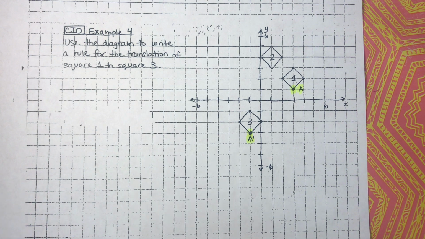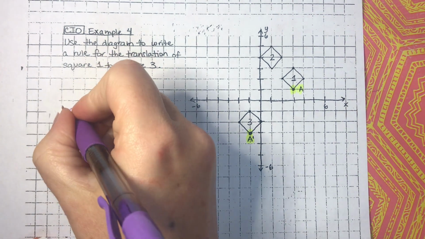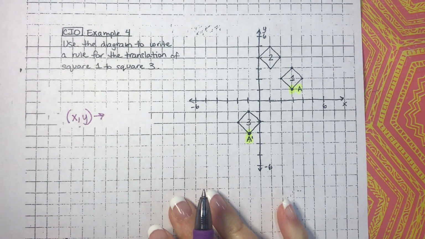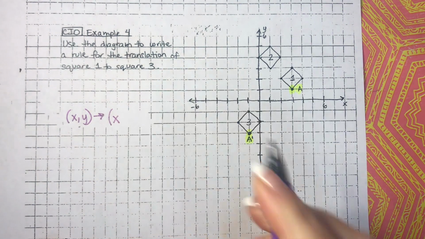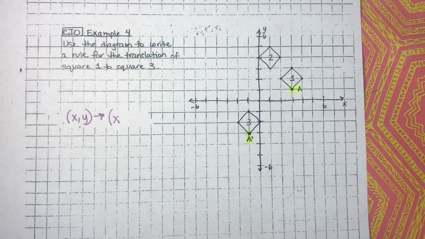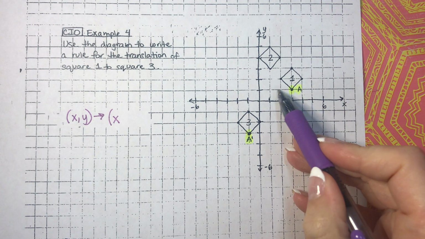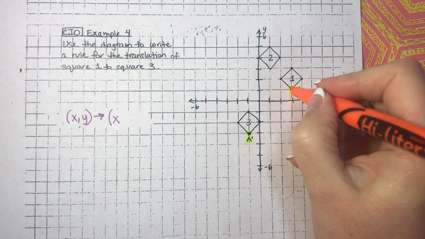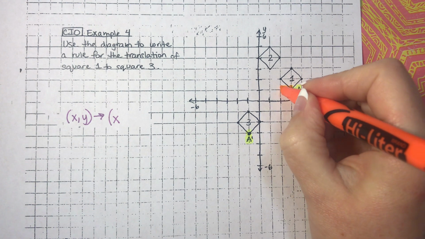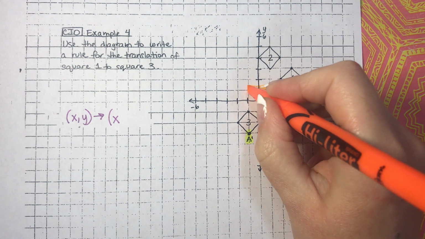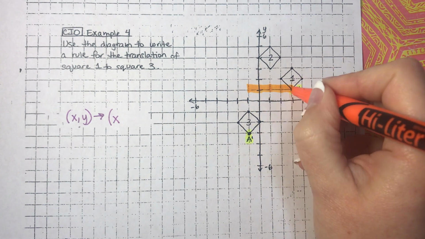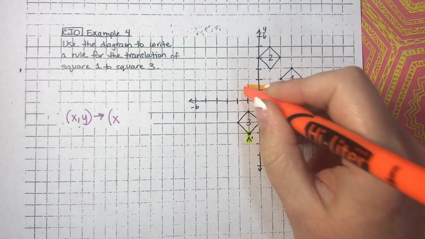So remember, our translation rule is X, Y, and then it translates to X, and we have to figure out what the X change is. So we're starting here, and we're going this way, in a negative direction. Well, how much? We start here and we go this way, 1, 2, 3, 4, and there we're lined up with A prime. So that's in a negative direction, 1, 2, 3, 4.